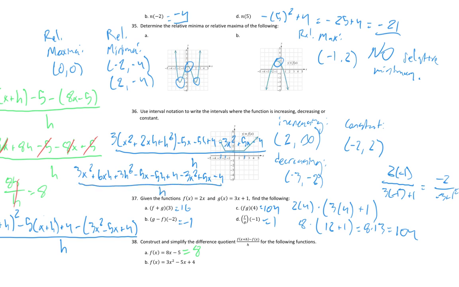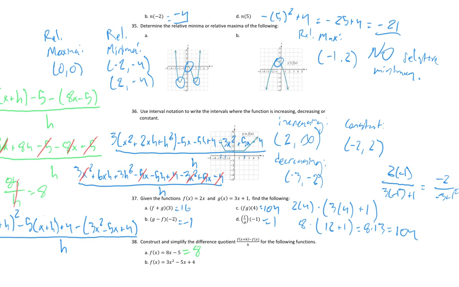Divide by h. Alright, now we can combine like terms, so I see that these 3x squareds should knock each other out there. And we have plus 5x and minus 5x, so those can go away. Is there anything else here? There's plus 4 minus 4.